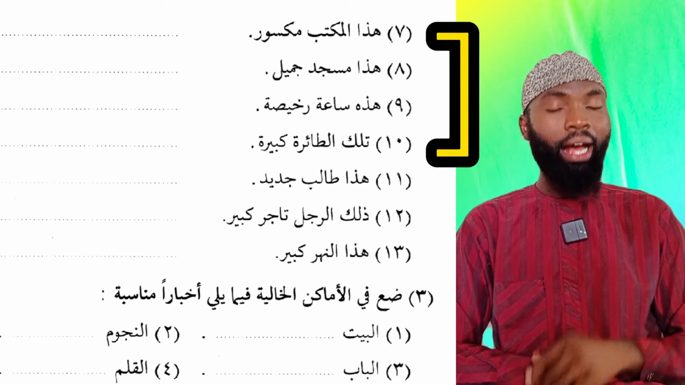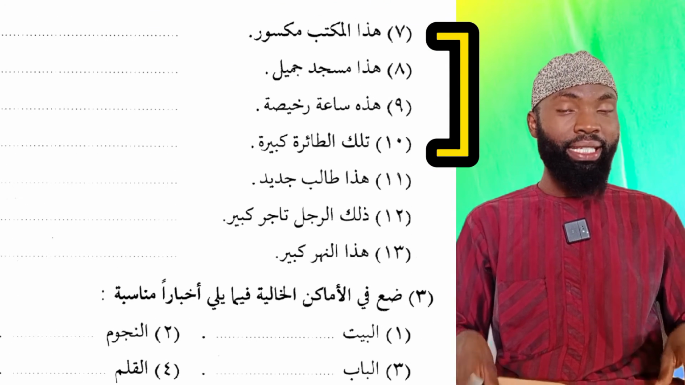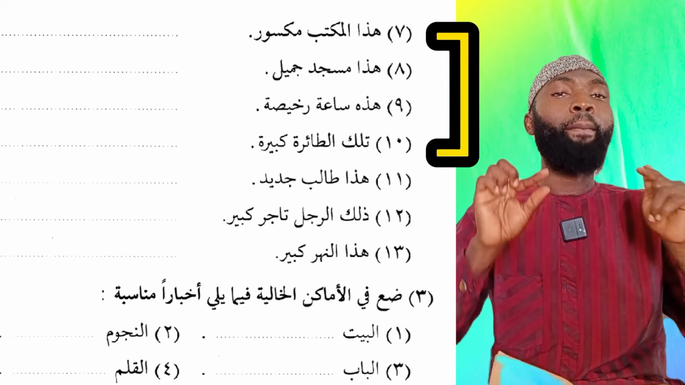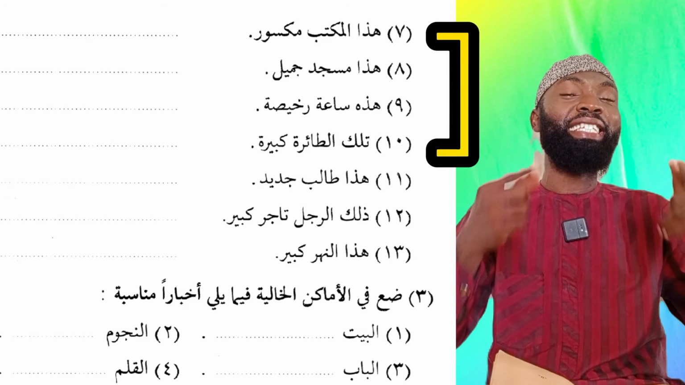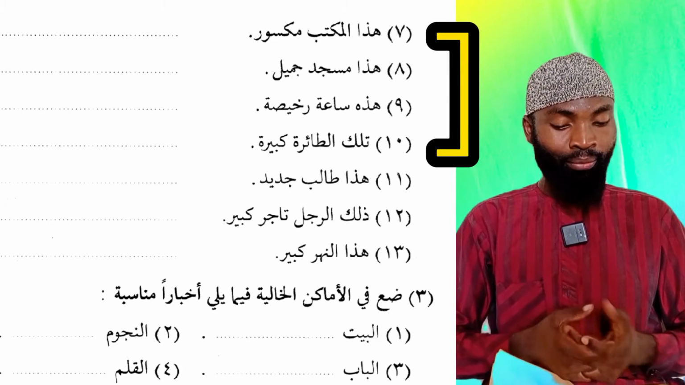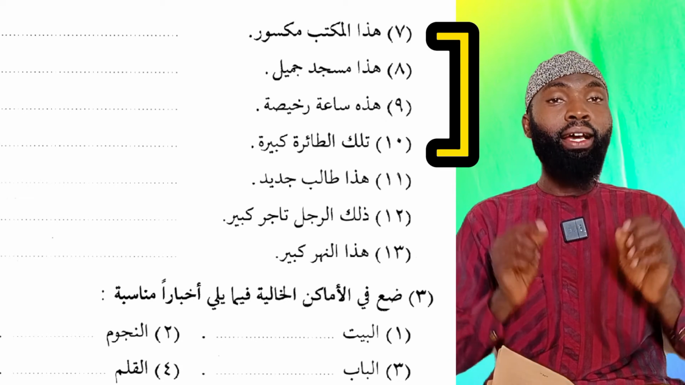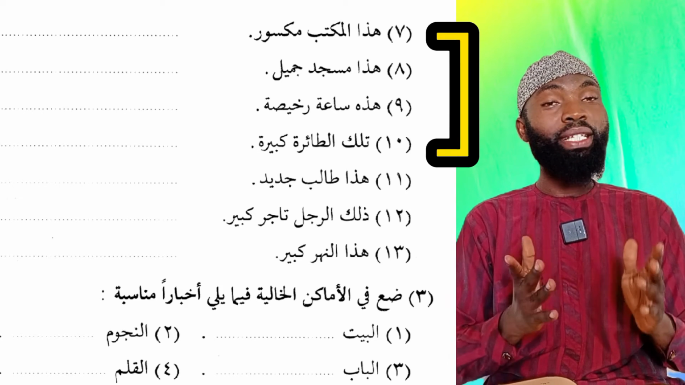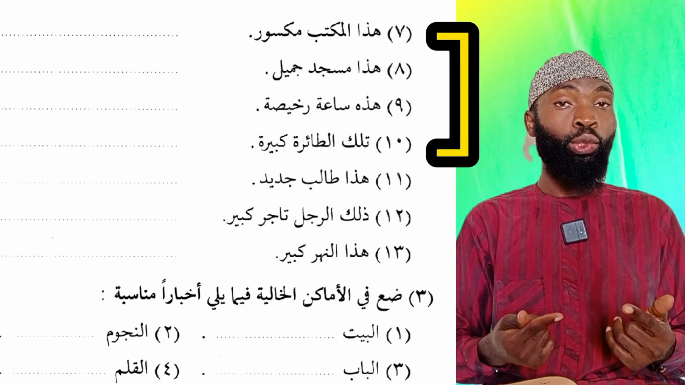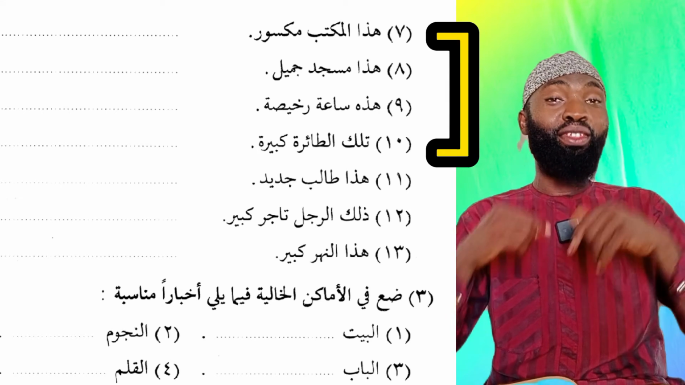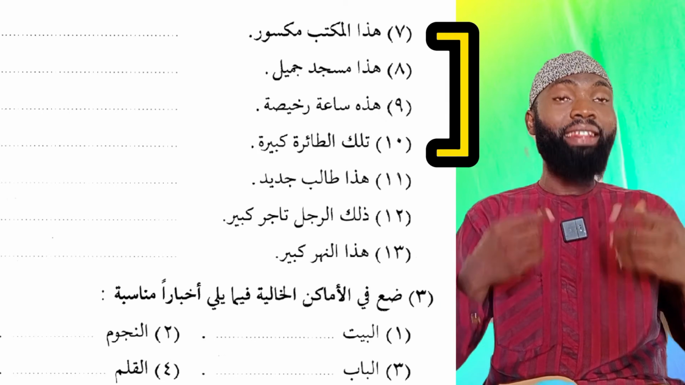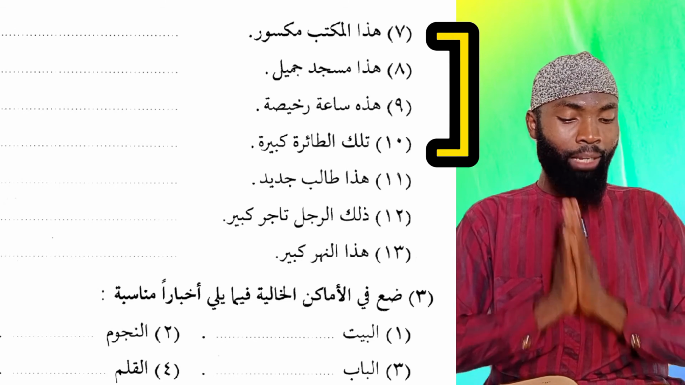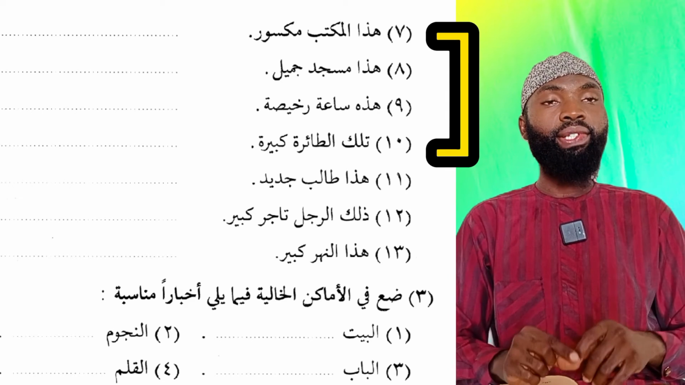Number 7, we have Hadhal Maktabu Maksurun. This table is broken. We say Hadhihil Makatibu Maksuratun. These tables are broken. Number 8, we have Hadha Masjidun Jamilun. This is a beautiful mosque. What do we say? Hadhihil Masajidu Jamilatun. These are beautiful mosques.